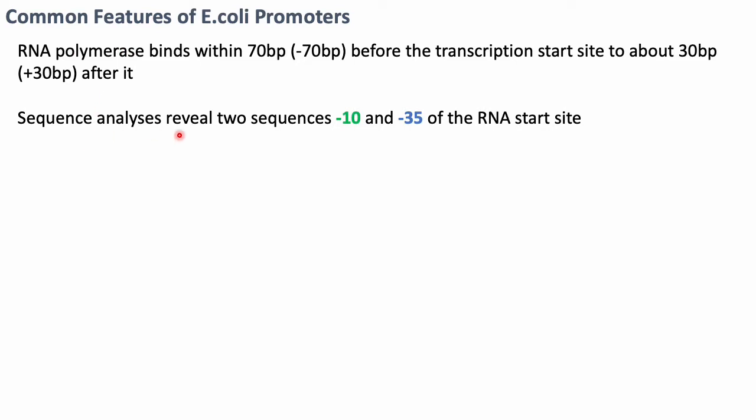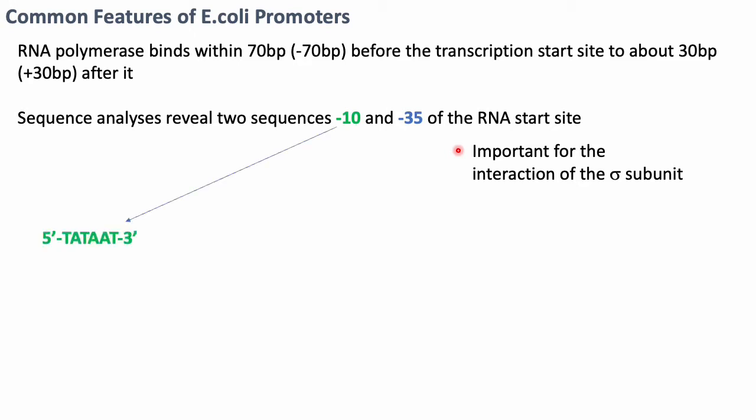Sequence analysis reveals two sequences at positions minus 10 and minus 35 of the RNA site, and they're important for the interaction with that sigma subunit. The first sequence, at minus 10 base pairs before the transcription site, is known as the TATA box, which has a sequence from 5 prime. So this is the beginning of the sequence, and that's the end of the sequence. Remember, the 3 prime is at the end of the sequence. So we have a T, A, T, A, A, T.